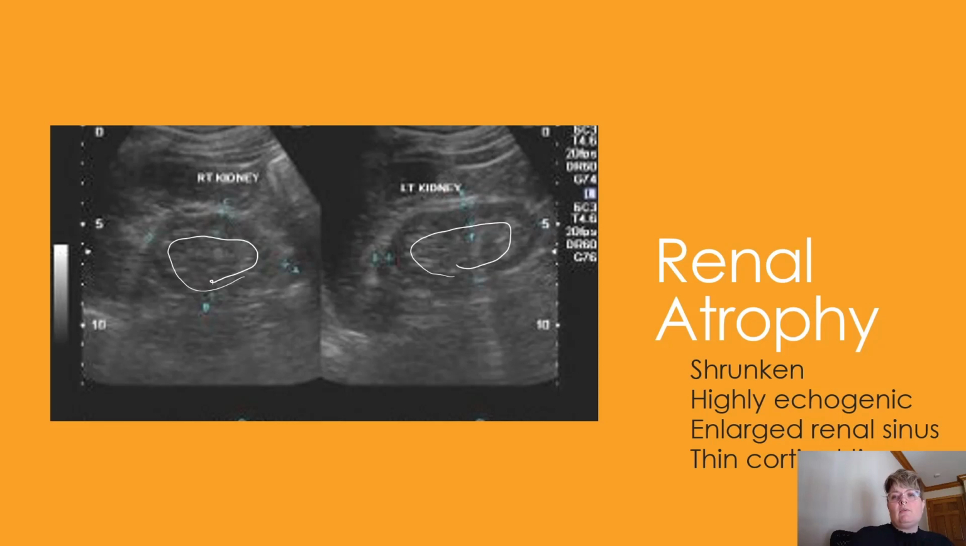And then the other thing that we see with renal atrophy is a thinning renal cortex. Remember, a renal cortex in a healthy kidney should measure over 1 centimeter. In renal atrophy, we'll start to see it fall below that 1 centimeter threshold.